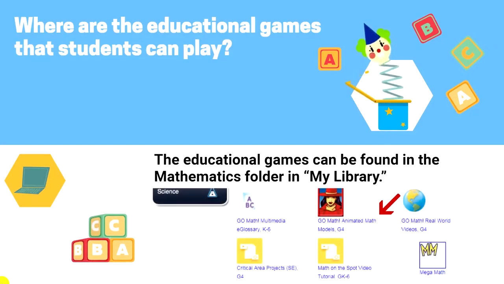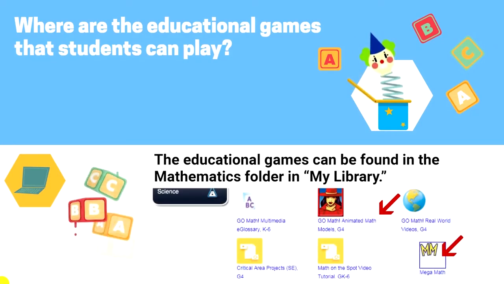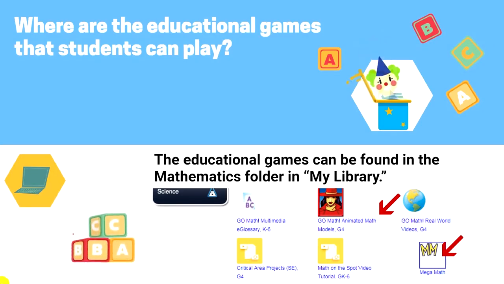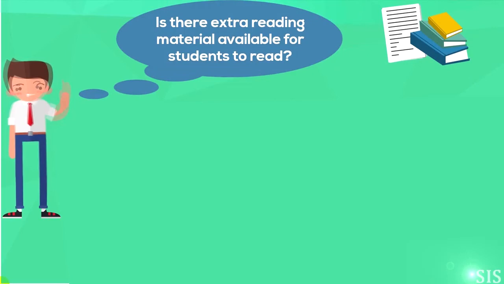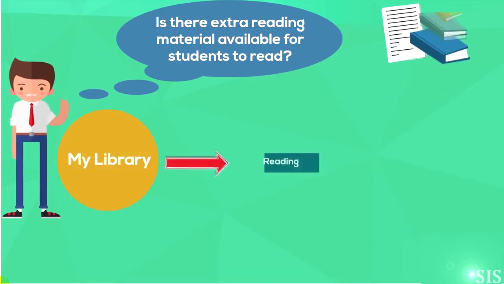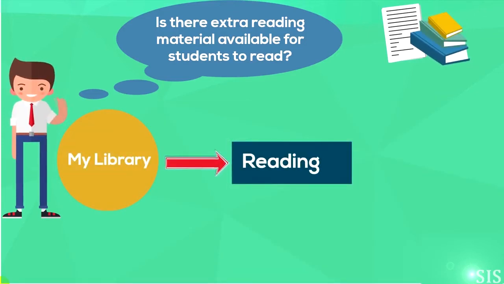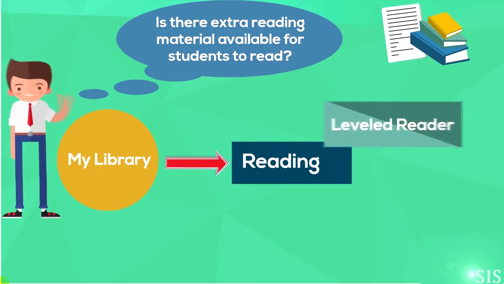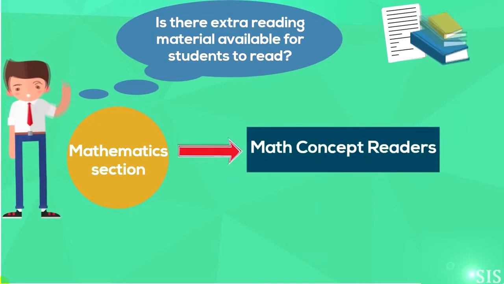The Go Math, Animated Math Models and Mega Math make learning the different math concepts more interesting and easy to understand. Is there extra reading material available for students to read? Students can find all of the Journeys leveled reader books in the reading section of My Library. After selecting reading as the subject, scroll down the page to leveled reader. Students have access to math concept readers, which are located in the mathematics section.